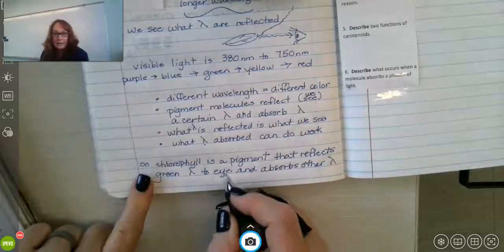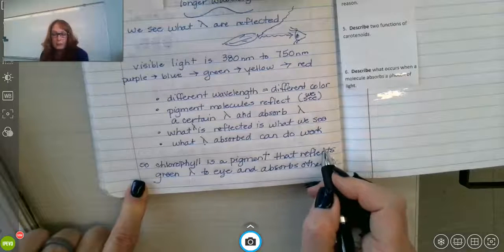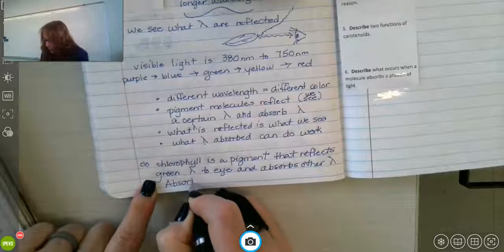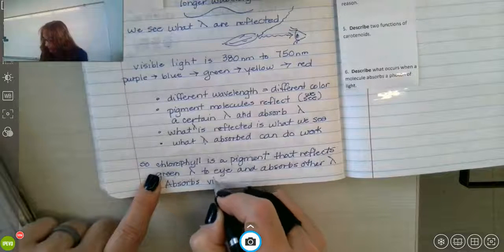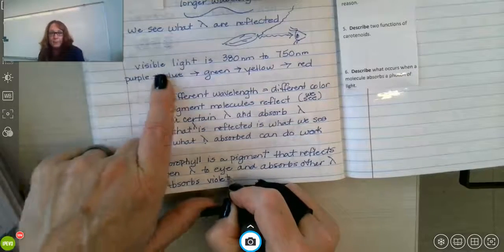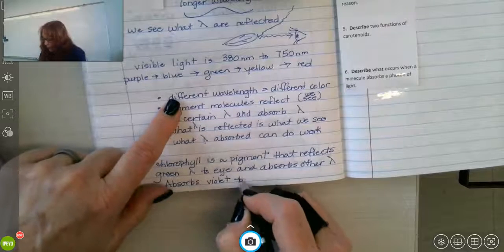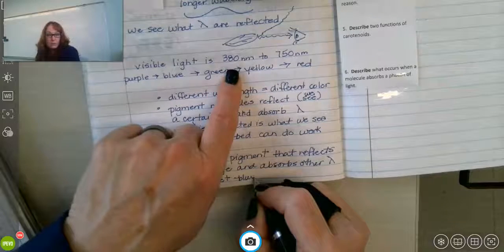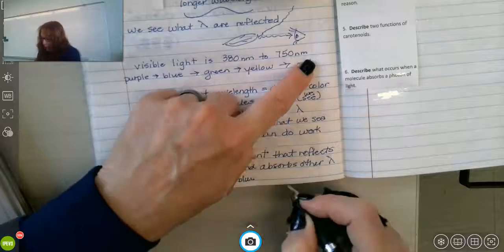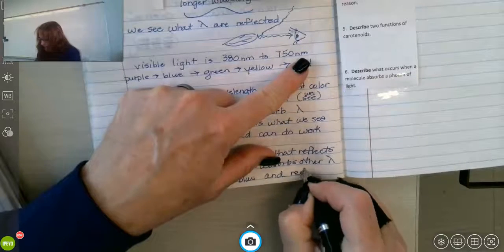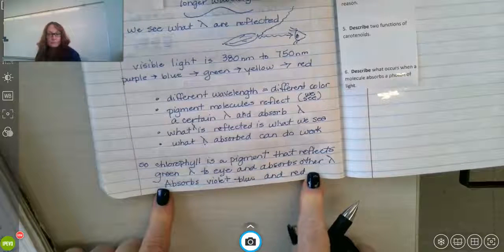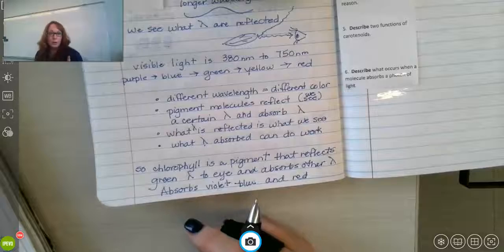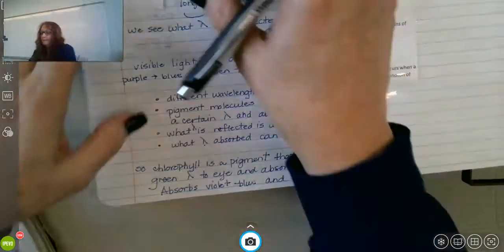So if that's the case, and it reflects green, it's going to absorb that spectrum on this end, that purpley blue, so violet blue. It's going to reflect the green and the yellow, because that's what we see, and it's going to absorb red. That's what it does. So, what's absorbed can do work. The next question.